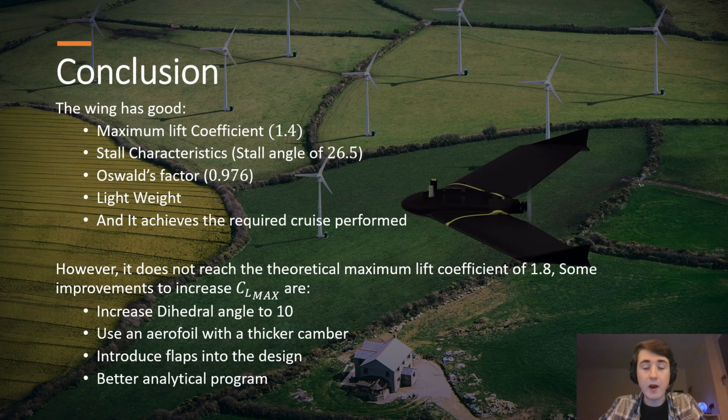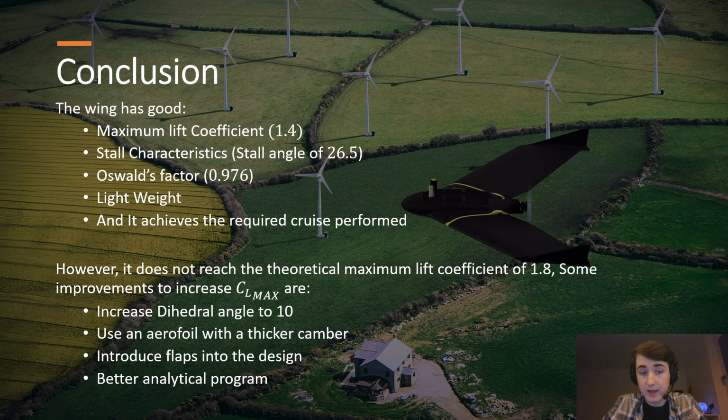Overall, I feel like I have made a great wing for this aircraft. It has a great maximum lift coefficient of 1.4 and great stall characteristics. It is lightweight and meets our original cruising conditions when travelling at a 0-degree angle of attack. However, it does not meet the theoretical maximum lift coefficient that was calculated at 1.8 back on slide 4.